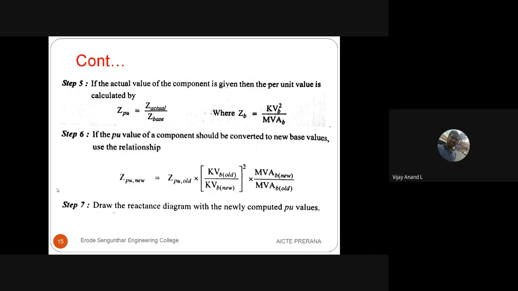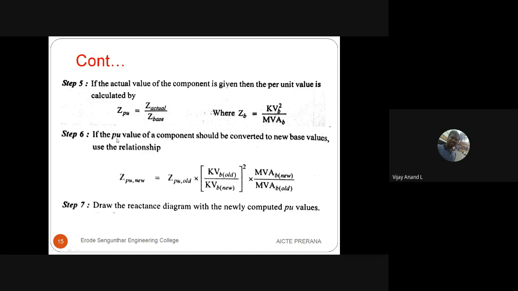In step 5, if the actual value of the component is given, then the per unit value is calculated using this formula. That is ZPU is equal to Z actual divided by Z base, where Z base is equal to KVB square divided by MVAB.